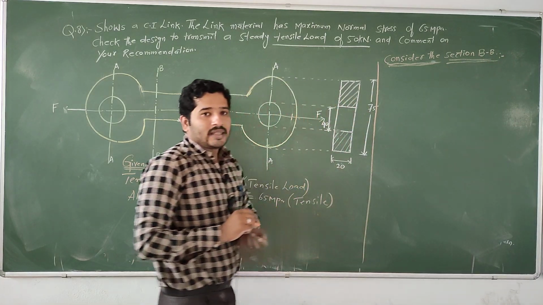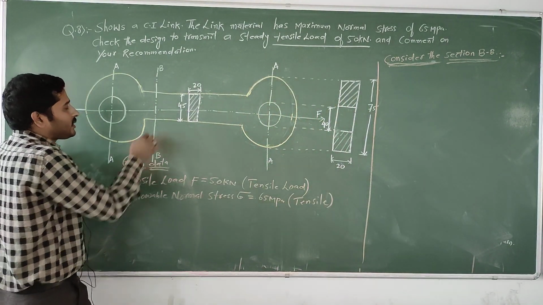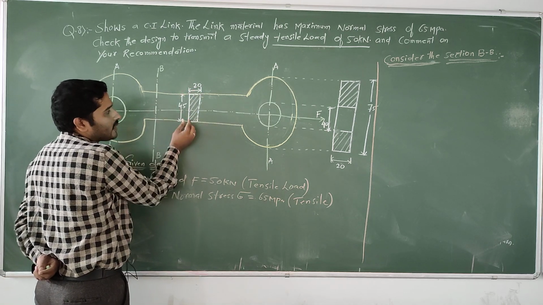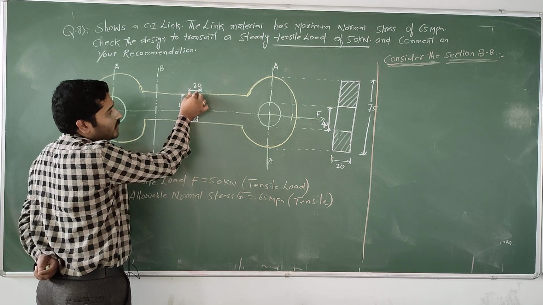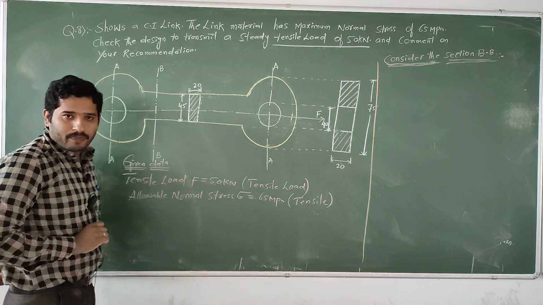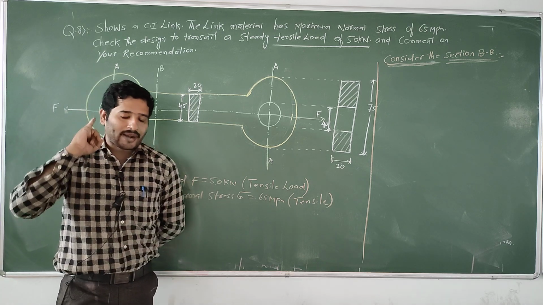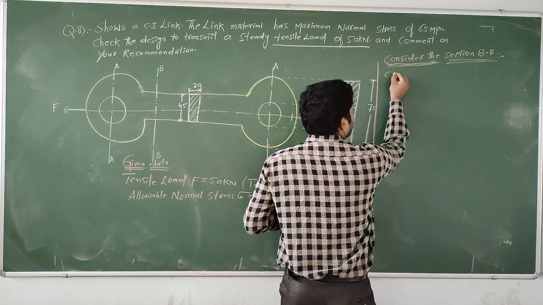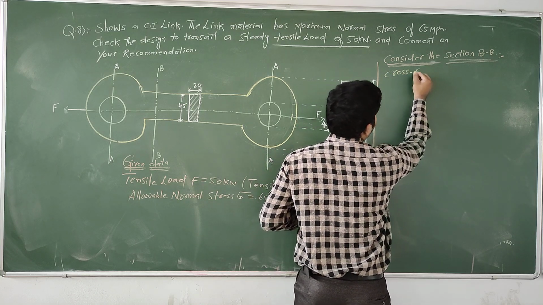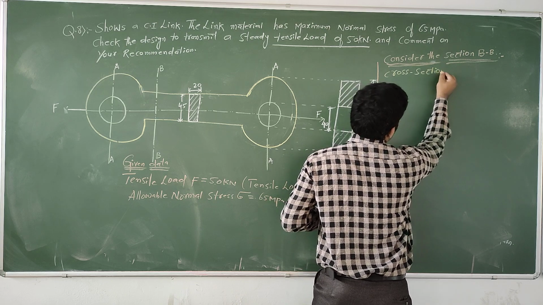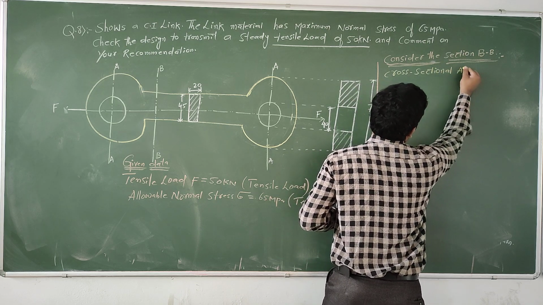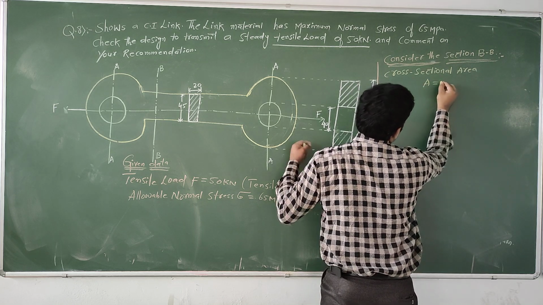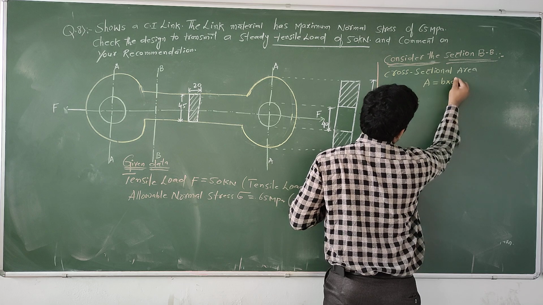Then, in this case, what do we need to find? The thickness. Let us assume a bar where the breadth is given as 20 and the depth is given as 40 mm. The first thing is we need to find out the cross-sectional area. Area is equal to breadth into depth.